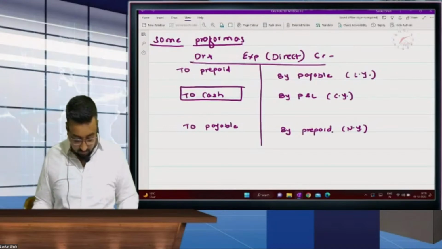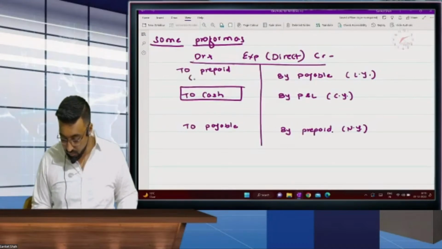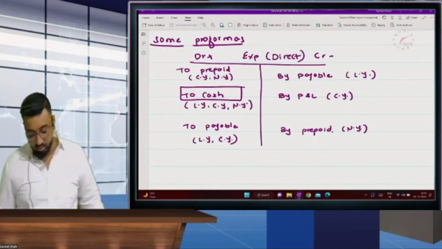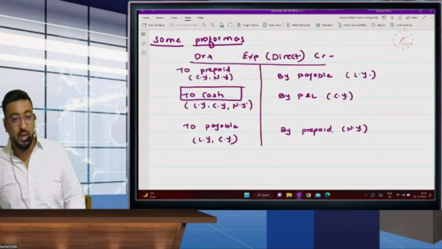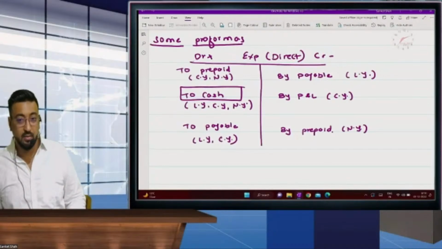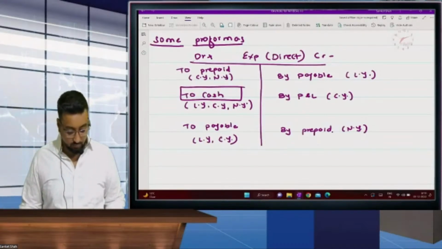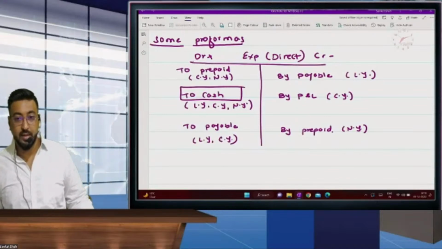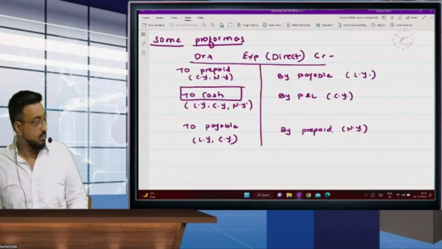Okay. And to prepaid, it is for current year, next year. To cash, last year, any year, current year or next year. And to payable, last year and its current year, closing payable. Write down this proforma, so I will give you some examples.